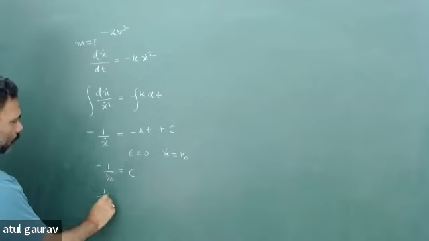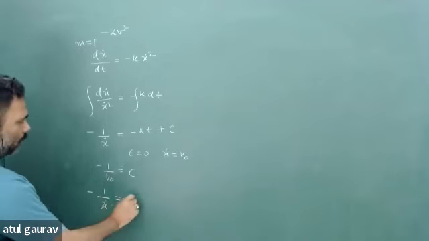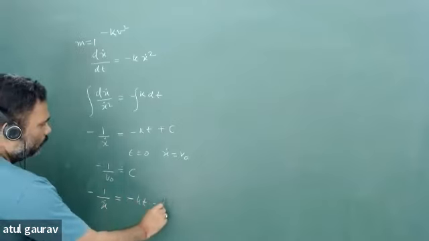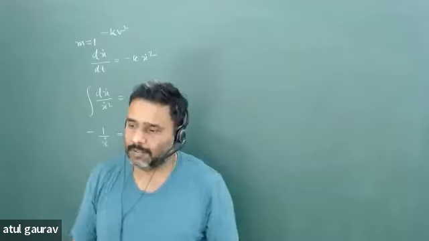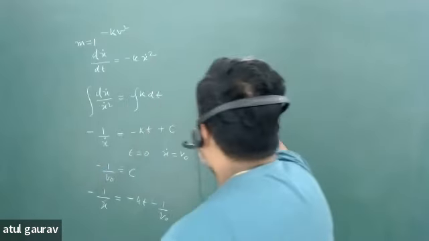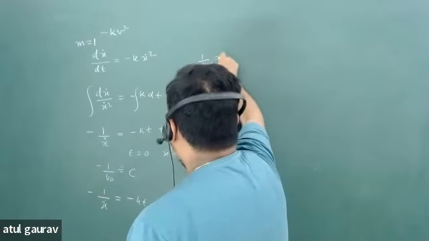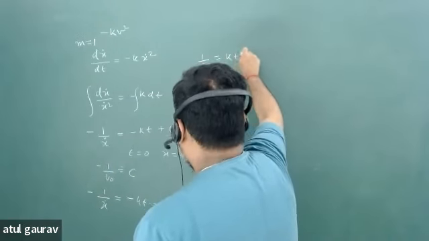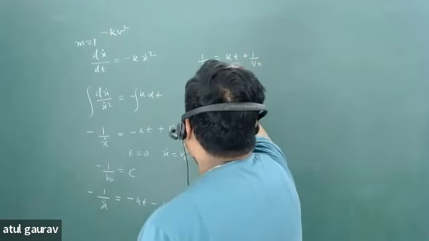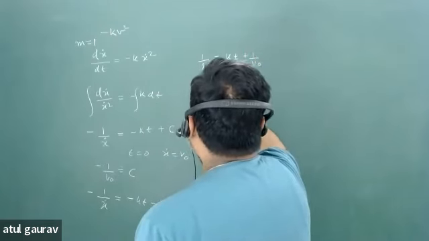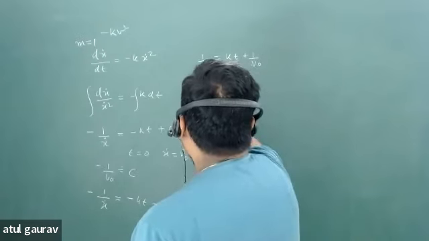So we have minus 1 upon x dot is equal to minus kt minus 1 upon V naught. So what is your solution? कैसा solution है x dot versus t का? So 1 upon x dot is equal to kt plus 1 upon V naught. So x dot is equal to 1 upon (kt plus 1 upon V naught).